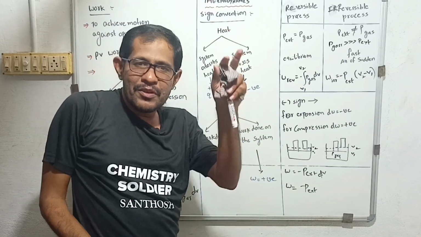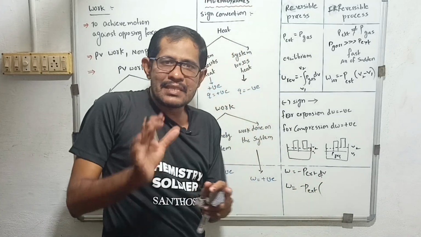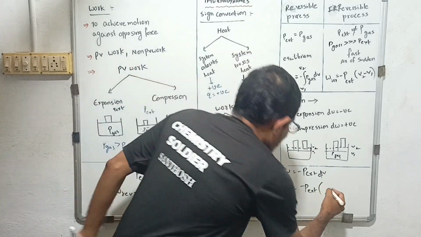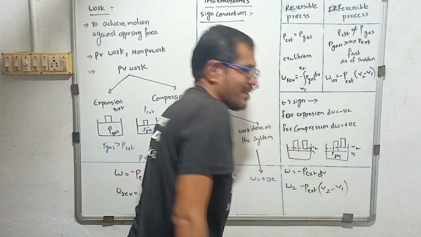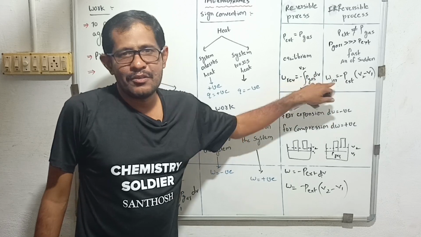There is a sudden change from V1 to V2. That's why we are not doing integration here. We will directly write dV, which means change, final value minus initial value. So we will write V2 minus V1. I hope you understand now the difference between the two formulas.